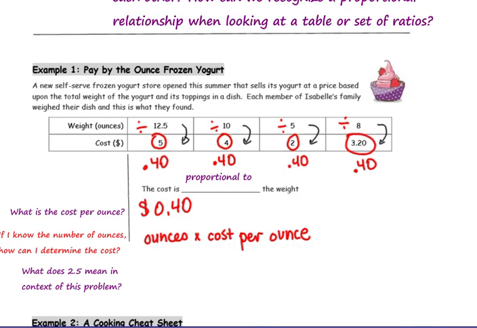When you do the other problem and you divide the other way, what you're finding out is not the cost for 1 ounce, but you're finding out how much yogurt you get for $1. So if you're dividing by ounces, you find the cost for 1 ounce. If you're dividing by the money, you're finding out how much yogurt you get for $1. So 2.5 in this problem means the ounces divided by the cost is 2.5. So 2.5 ounces for $1.